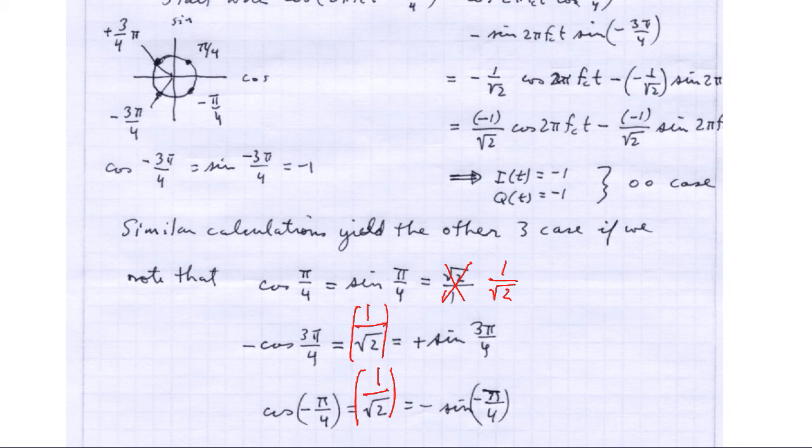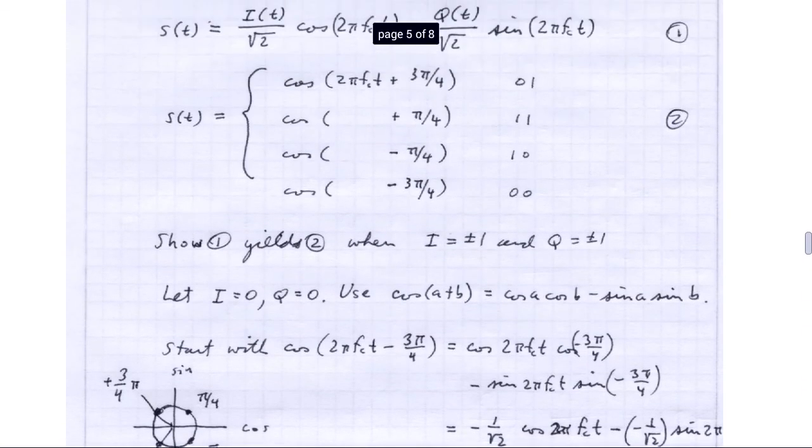And for 3/4 pi, we have the cosine being negative and the sine being positive. And for negative pi over 4, the cosine is positive, whereas the sine is negative. And you can see that here. And this unit circle then gives you all 4 cases. Similar calculations. And I think I'll stop here on this one. So this is problems 5 and 6 here in this homework.